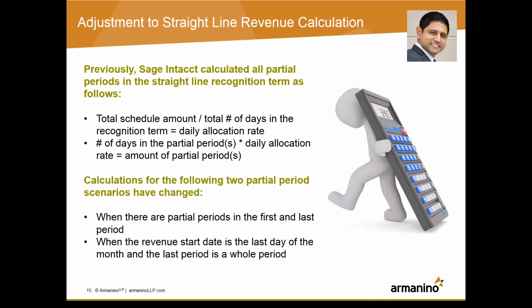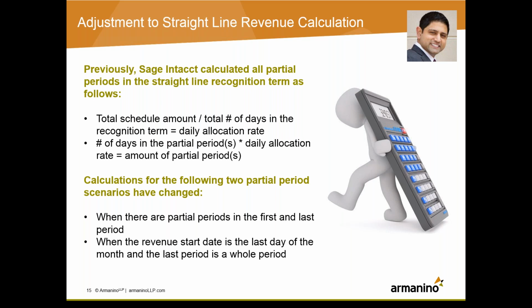There have been adjustments to the way that the revenue calculation for straight line specifically is done. I'm just showing you a little snapshot here of what it was previously. Prior to this, you'd have a total amount on the contract divided by the total number of days. That's your daily allocation rate. You take that and multiply it by the number of partial periods, and essentially you would get your calculation for straight line revenue. That has changed a little bit.